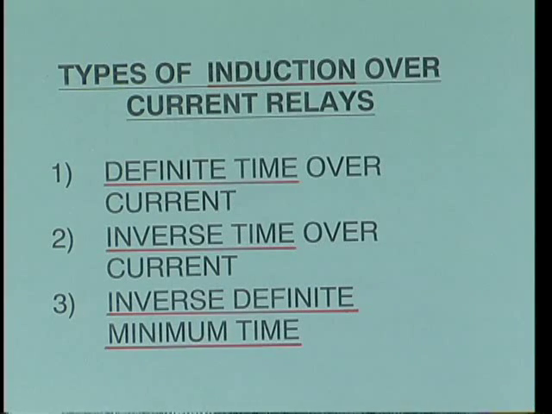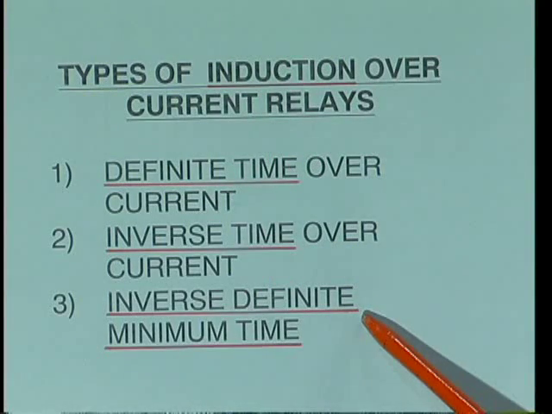Second one is the inverse time overcurrent relay. These inverse time overcurrent relays also operate based on time of operation. The time of operation is approximately inversely proportional to the operating current. So as the operating current increases, the time of the relay decreases. That means it is inversely proportional to the operating current. Like that, these relays work. And third one is the inverse definite minimum time relay. So these relays also work on the same principle as inverse time overcurrent relays.